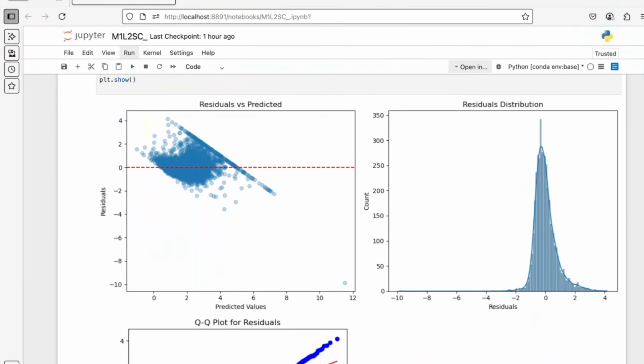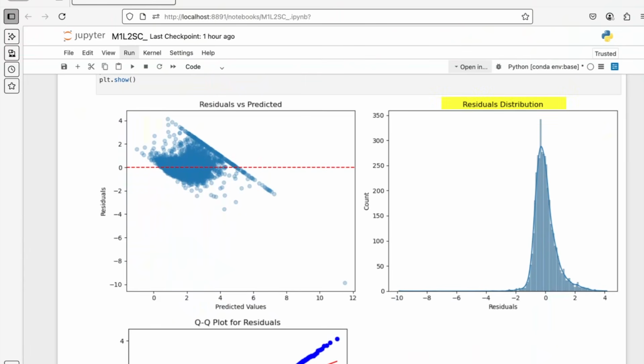The residuals versus predicted values plot helps us assess our model fit. Looking at this plot, we can see that the dots don't form a completely random scatter. There is a visible curved pattern where the residuals are more negative for middle range predictions and more positive for both low and high predictions. This curved pattern suggests our model might be missing some nonlinear relationships in the data.